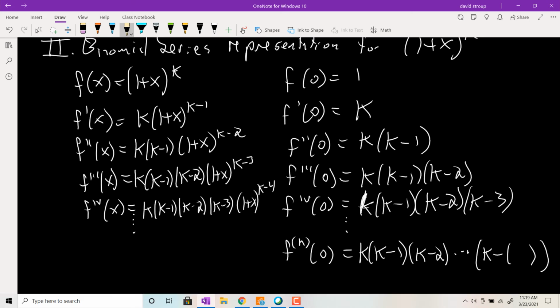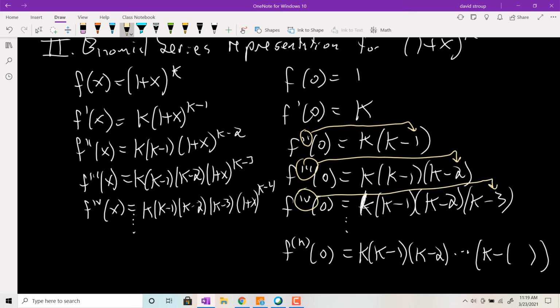When it's 2, it goes down to 1, right? When it's 3, the last number here is 2. When it's 4, the last number here is 3. Okay, so when it's n, the last number here is n minus 1.